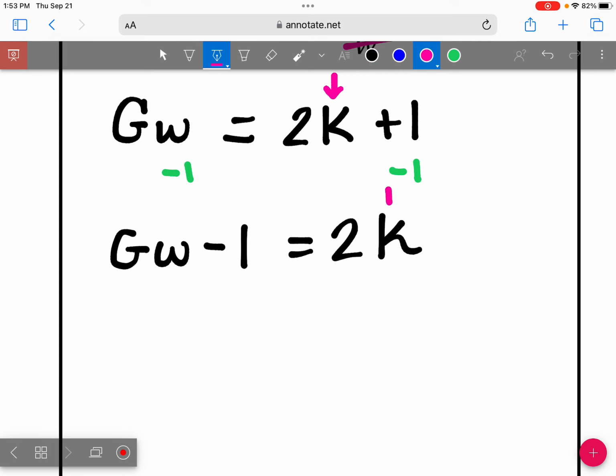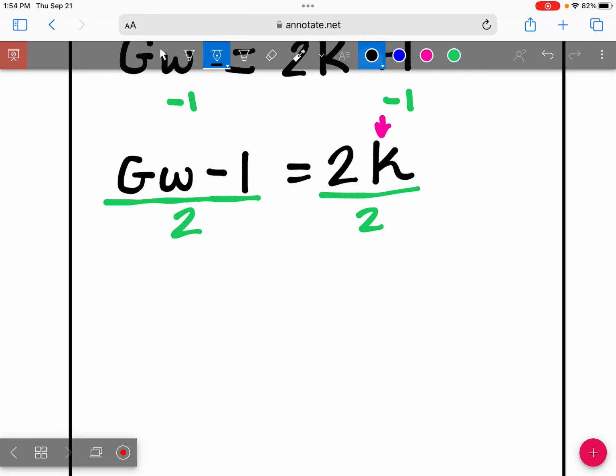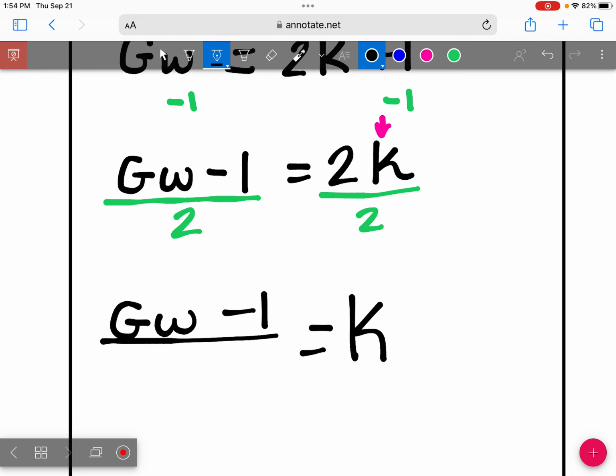Still trying to get K by itself. What do I do to get K by itself? Divide. By what? By 2. So this whole side we're dividing by 2. So my K is now alone on this side, and we get GW minus 1 all over 2.